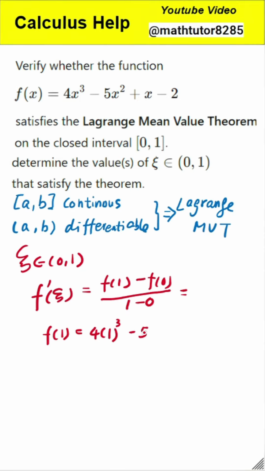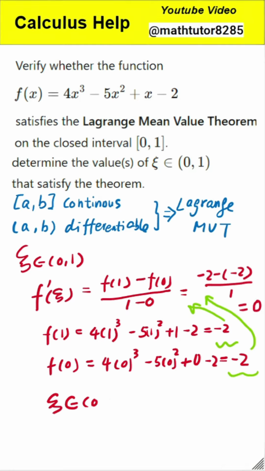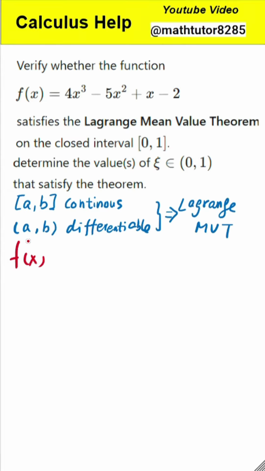When x is 1, the value of the function becomes 4 minus 5 plus 1 minus 2, which equals negative 2. When x is 0, the value is 0 minus 0 plus 0 minus 2, which is also negative 2. So, the average rate of change is 0. That means we're looking for a point c between 0 and 1 such that the derivative of the function at that point is 0.